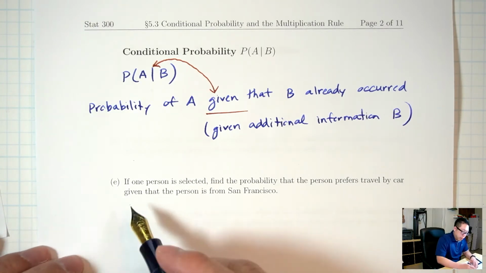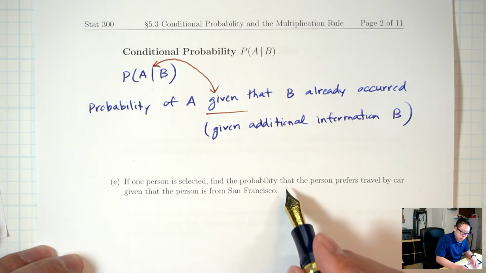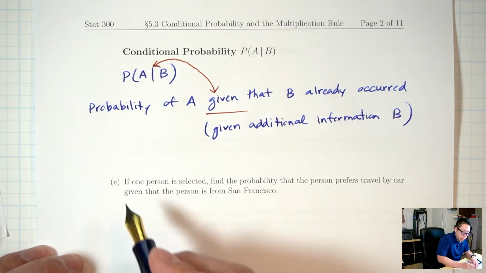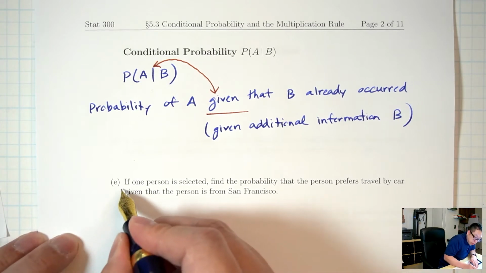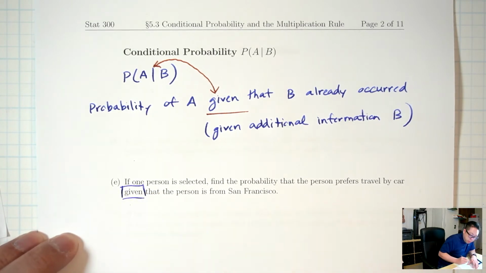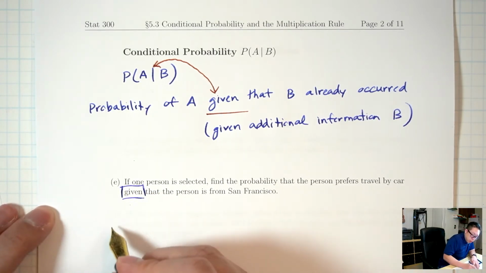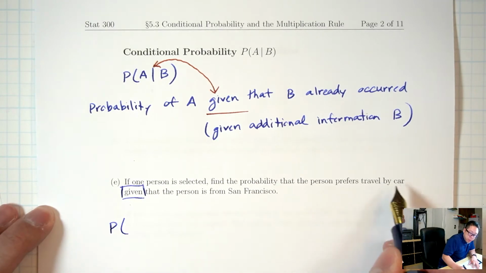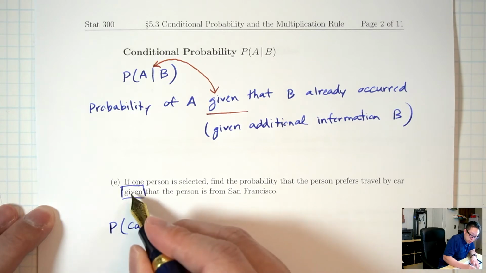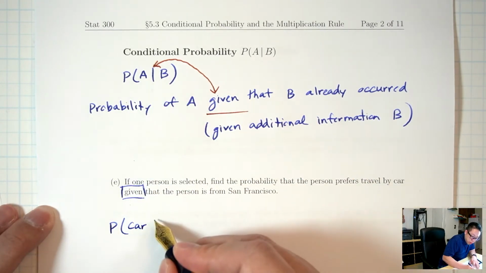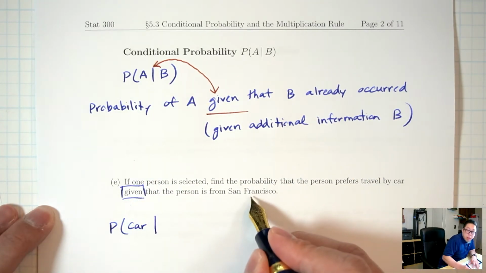Part E. If one person is selected, find a probability that the person prefers travel by car, given that the person is from San Francisco. Keyword here is the word given. So in symbols, what I'm looking for here is probability of car, given, that's represented by the line. So car, given, San Francisco.